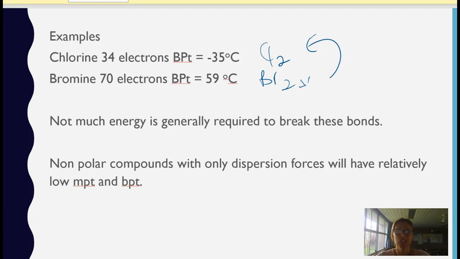Now, not much energy is generally required to break the bonds, and even 59 is relatively low. Compare it to water, for example. So it's still not a lot of energy, so they're relatively weak bonds. Now, our non-polar compounds, and we're going to talk about that in our next video, our non-polar compounds with only dispersion forces, no other type of forces in them, will generally have a relatively low melting point and boiling point.